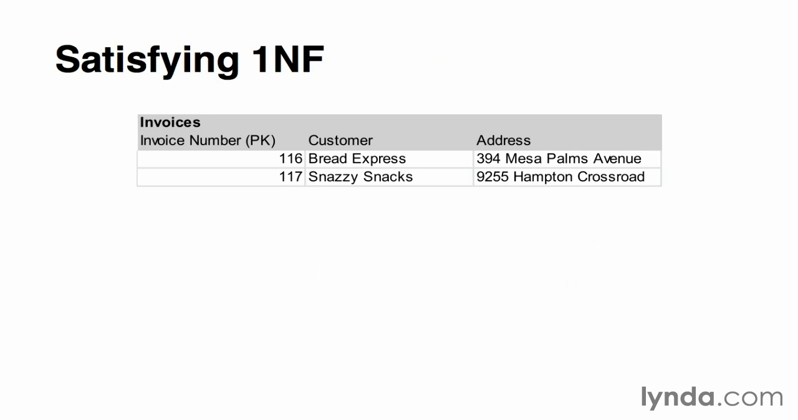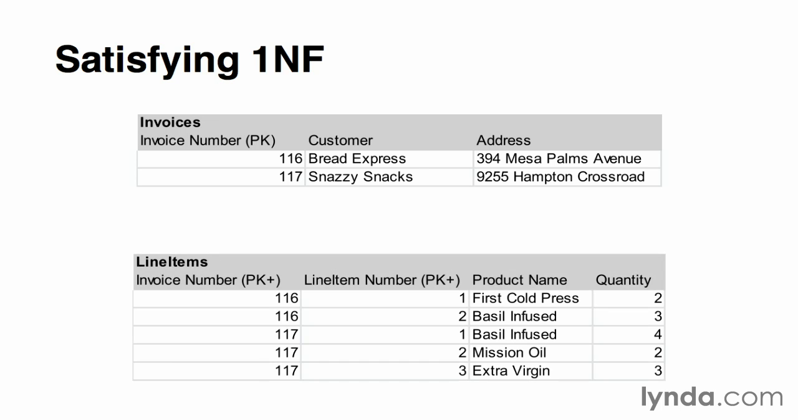Simply remove the offending columns, in this case the product name and quantity columns from the transaction table, and place them in a new table with a copy of the original invoice number. We can create a composite primary key for this table to ensure that each invoice only has one line 1 and one line 2 and so on. To do this, we'll simply designate a combination of the invoice number and the line item number as the unique identifier for each record. Now we can use the invoice number to look up all of the items that appeared on each invoice, without having to stuff them all into a single line.